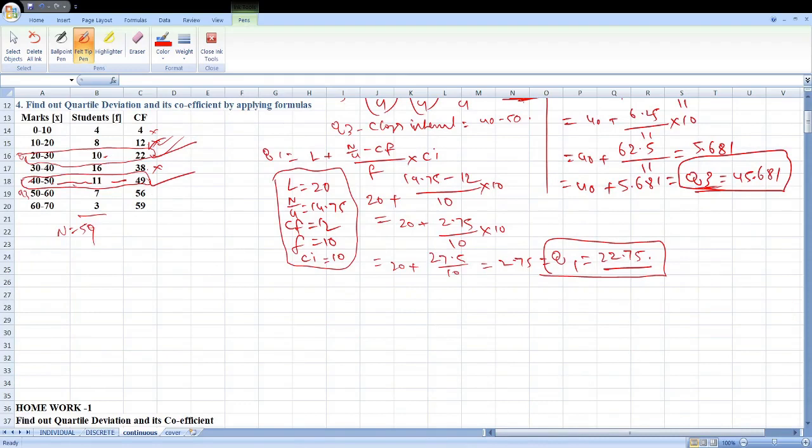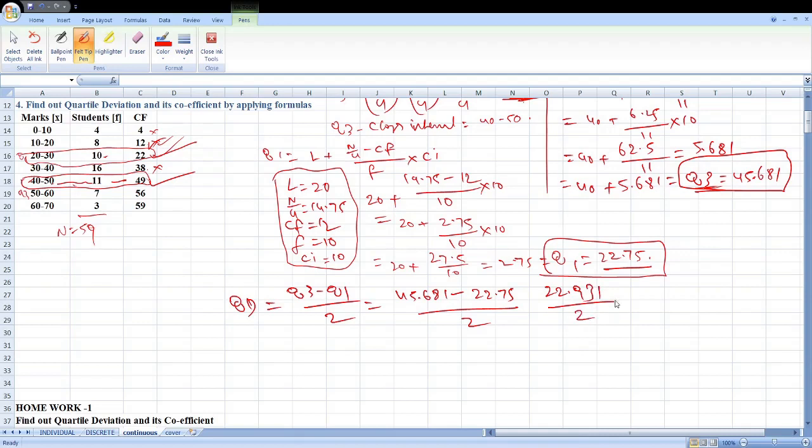Okay, students, now you have to find the quartile deviation and the coefficient of quartile deviation. What is the formula for the quartile deviation? Quartile deviation is equal to (Q3 minus Q1) by 2. What is Q3? 45.681 minus, what is Q1? 22.75, divided by 2. That comes to 22.931 divided by 2, which is equal to 11.465. This is the quartile deviation.